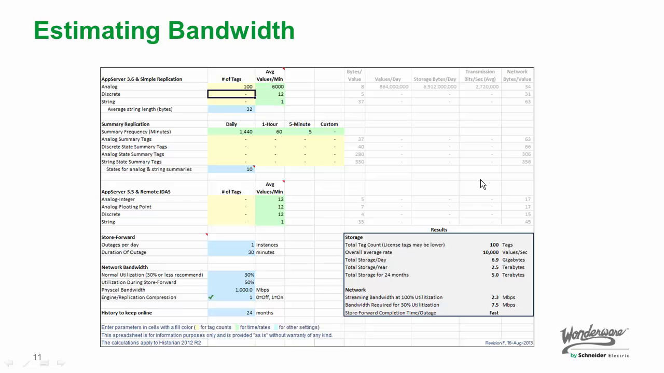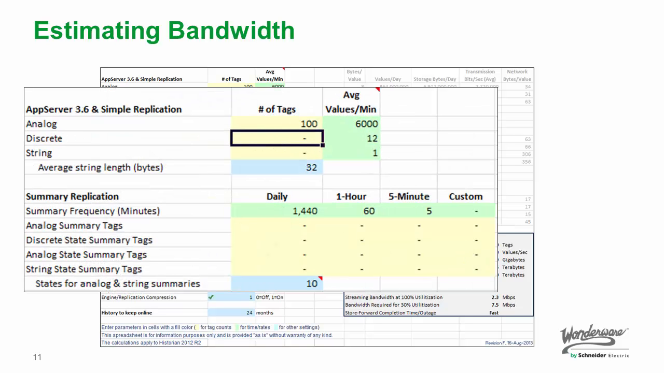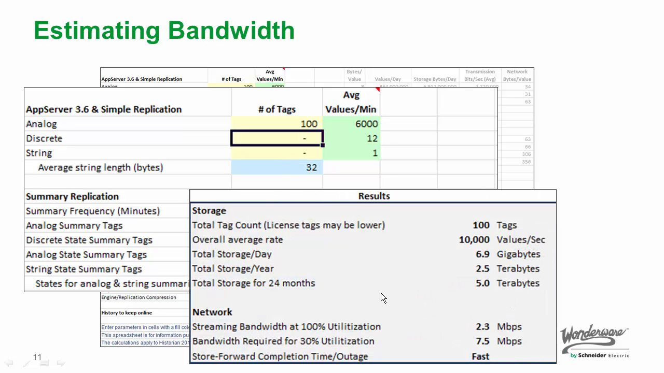One thing that's a common question in exploring these kinds of scenarios is, what bandwidth do I need for a given application? So we actually have a spreadsheet that's posted on the tech support website that's there for you to estimate what the bandwidth requirements will be. The basic idea is you fill in a few parameters about what your data rates are, tag counts, and then you get results about what the storage requirements and the network requirements are for that scenario.